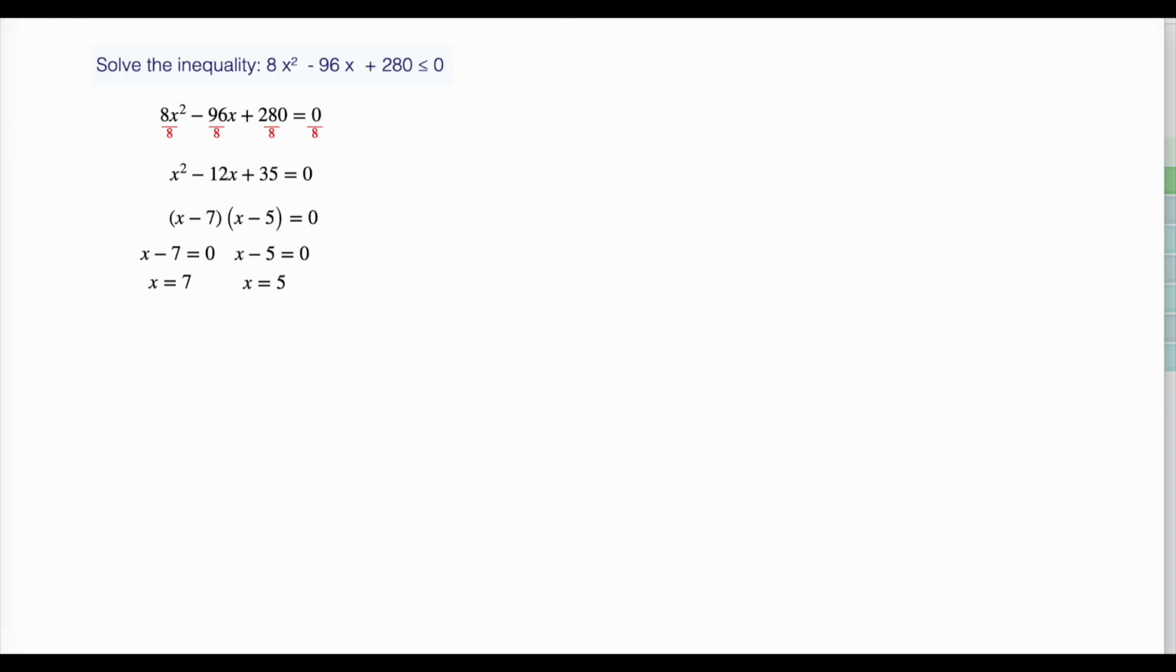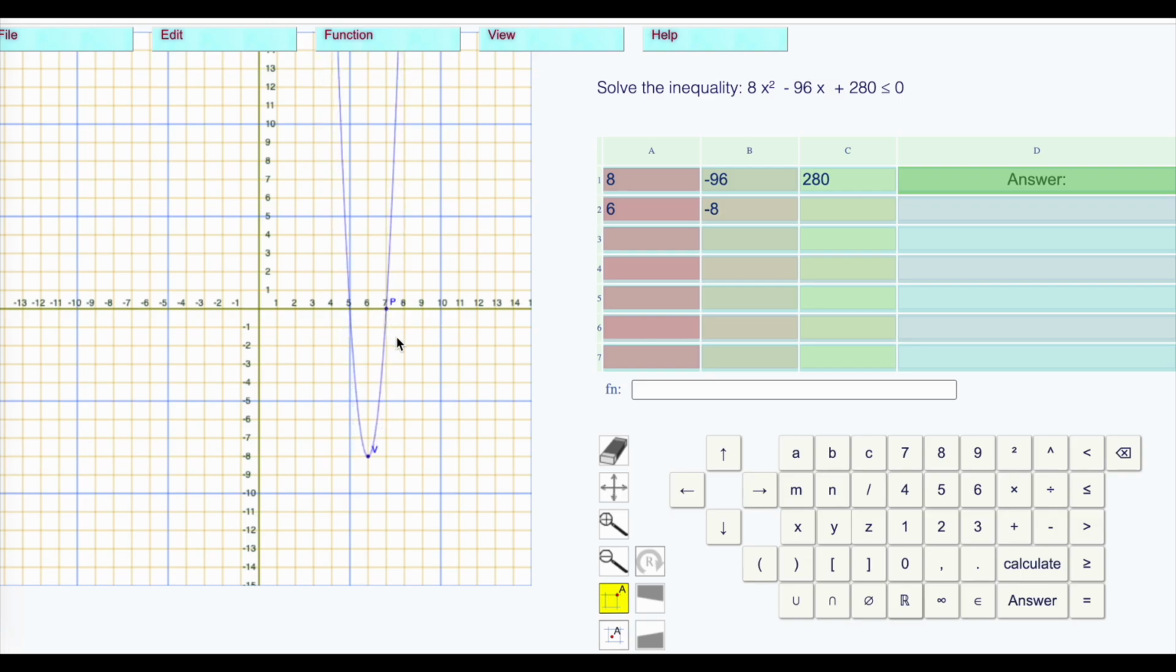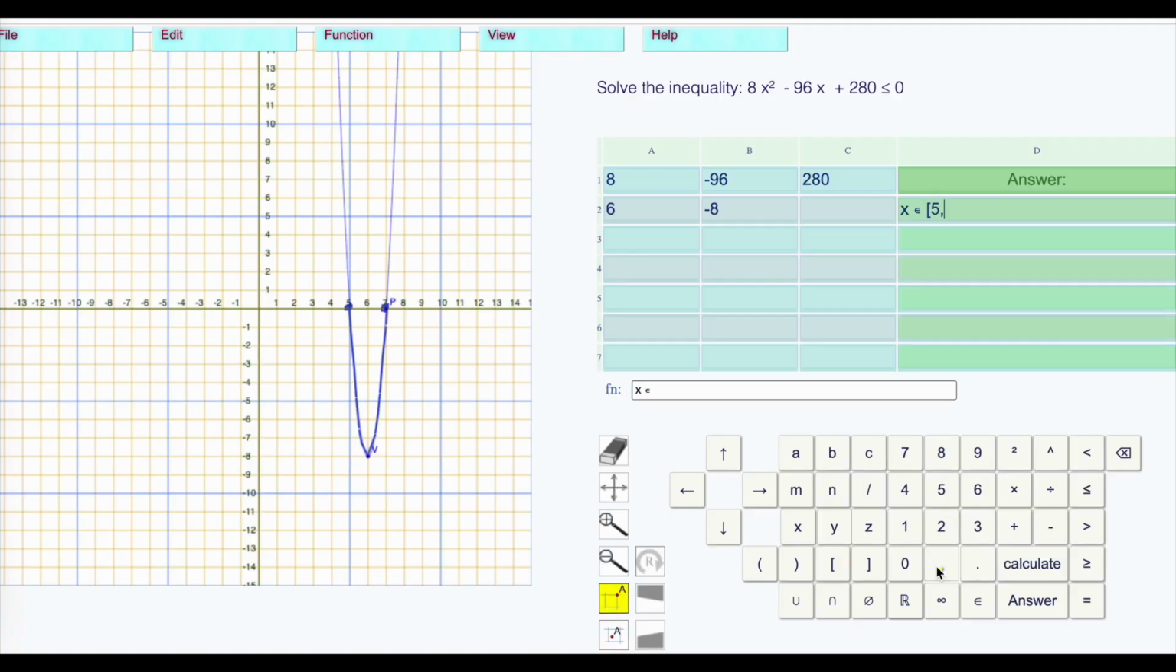Okay, 5 and 7 are zeros. Back into here, and I'm going to drag my point to the 5 or the 7, and there we are. Our parabola looks like this. We want to know when this parabola is less than or equal to 0, so we have a solid dot on the 5 and a solid dot on the 7, and then we are shading below. We're looking for the interval of the x's that make this happen. When x is a member of, bracket on the 5, to 7, bracket on the 7. And then we press our answer to see if we're right.